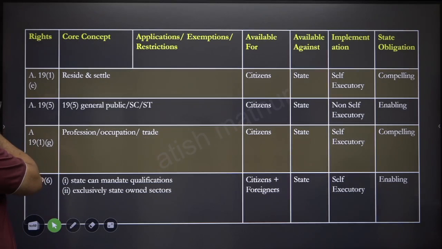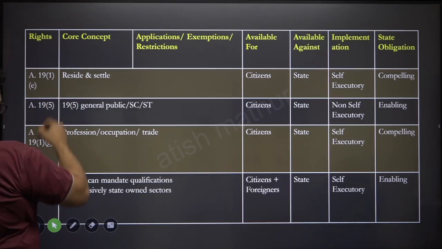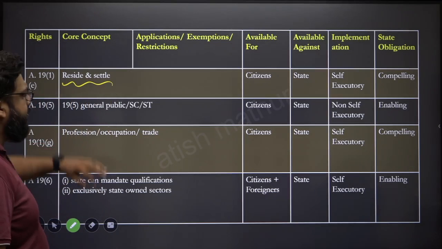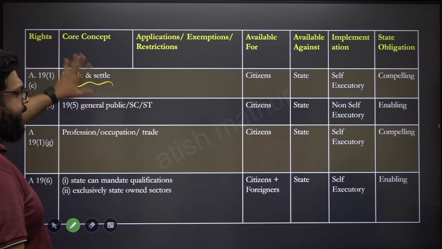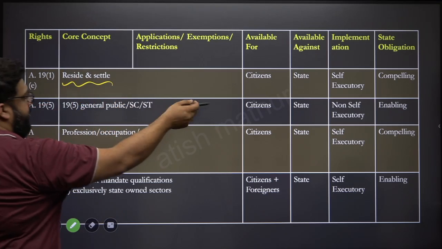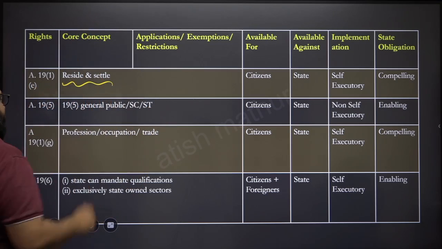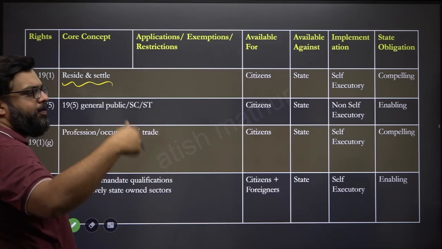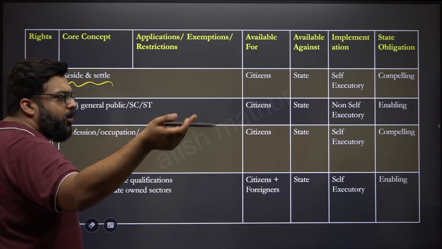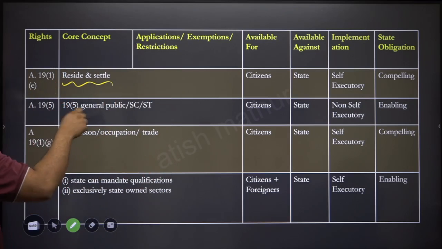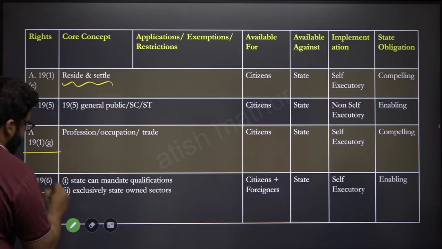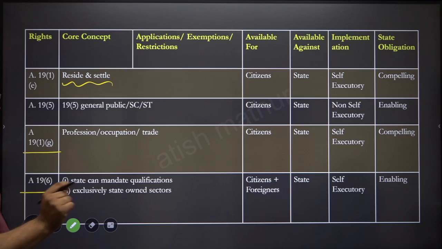Then you have 19(1)(e), sorry, which essentially deals with the right to reside or settle anywhere. Same ecosystem, same examples. The reasonable restrictions remain the same as the previous one. Now 19 clause 1 clause F related to property. Property was moved from a fundamental right to a constitutional and a legal right. So 19(1)(f) has been deleted. So you've got 19(1)(g), and the restrictions to 19(1)(g) are actually very interesting.